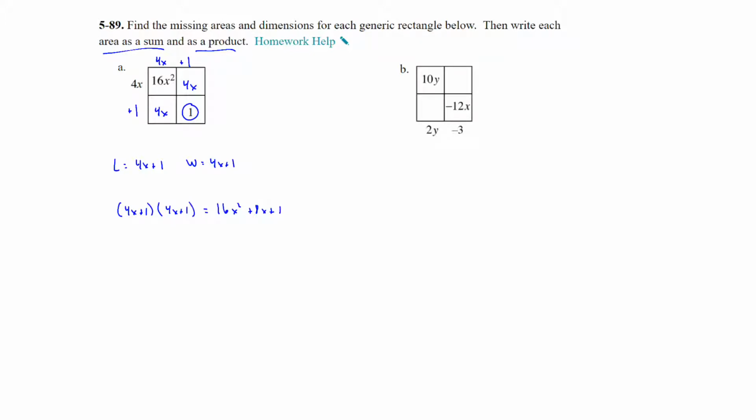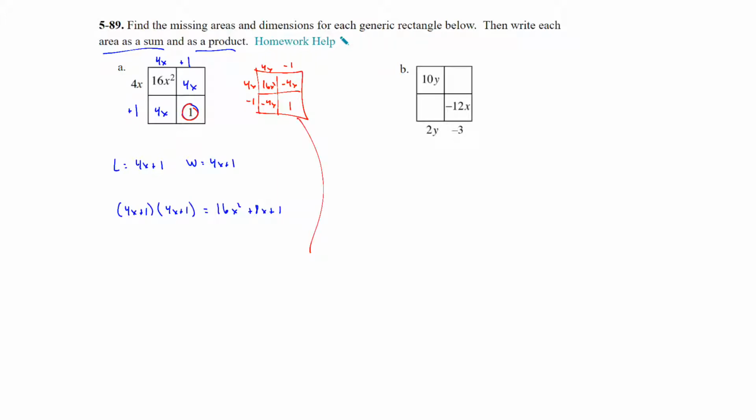As I look back at something here, I realized that to get a 1 here, I made the assumption that it would be positive, plus 1 and plus 1. But technically, if we're going to get a 1 down here, we could have done a negative 1 and a negative 1. And that would have worked as well. What that would have changed is this would have been a negative 4x and a negative 4x. So our area would have been 16x squared minus 8x plus 1.